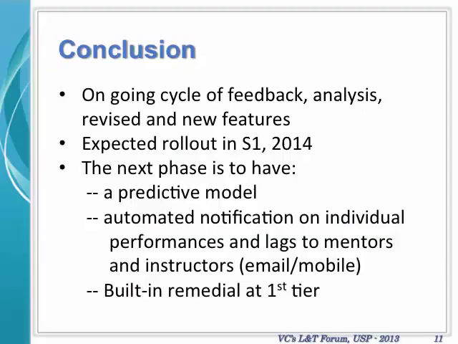Finally, we are going through the cycle of evaluation and enhancement of the system. We expect to roll out the system in semester 1, 2014. Some of the next steps are to have a predictive model to incorporate intelligence in the system for flagging, to create some mechanism for automated notification on individual performance to inform mentors or instructors via email or mobile notification, or to build in remedial support at first year.